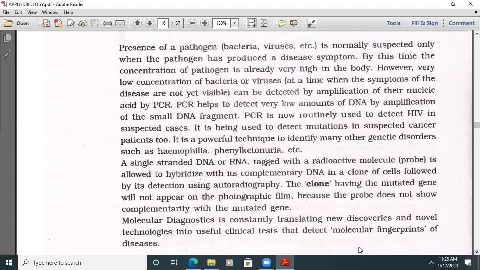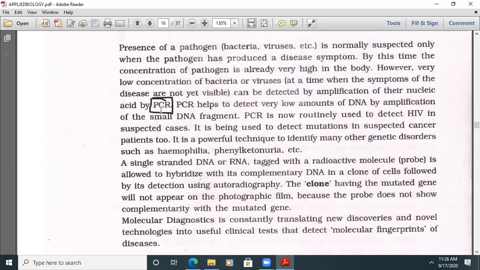So let's read it. By this time, the concentration of the pathogen is already very high. So the problem is: at low concentration, no symptoms; at high concentration, when symptoms come, we have to fight a lot to protect ourselves from that disease. So how is PCR helpful? A low concentration of bacteria or viruses, at a time when the symptoms of the disease are not yet visible, can be detected by amplification of their nucleic acid by PCR, polymerase chain reaction.